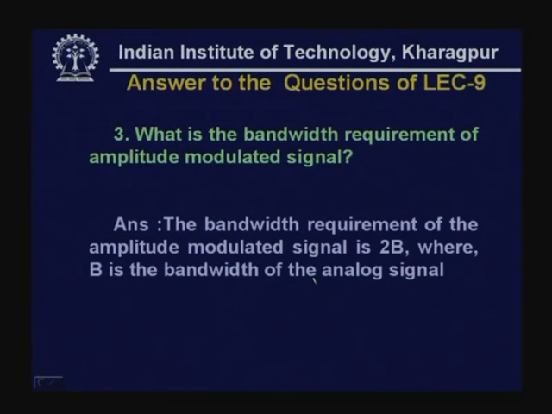Third question was, what is the bandwidth requirement of amplitude modulated signal? Answer is, the bandwidth requirement of the amplitude modulated signal is 2B, where B is the bandwidth of the analog signals. So, we find that the amplitude modulated signal or AM signal requires lesser bandwidth for transmission.